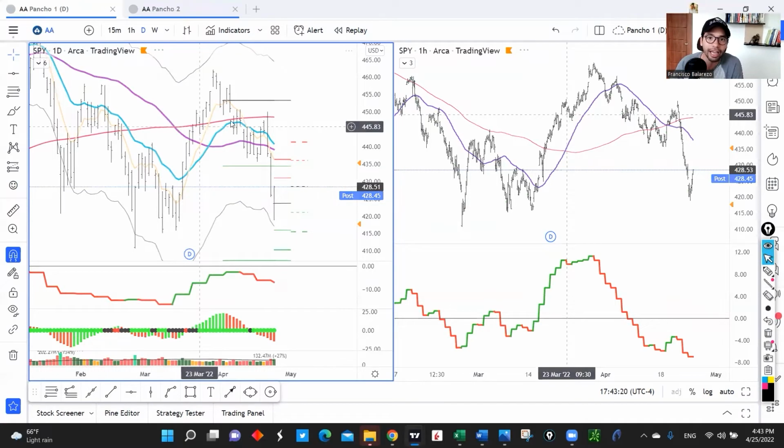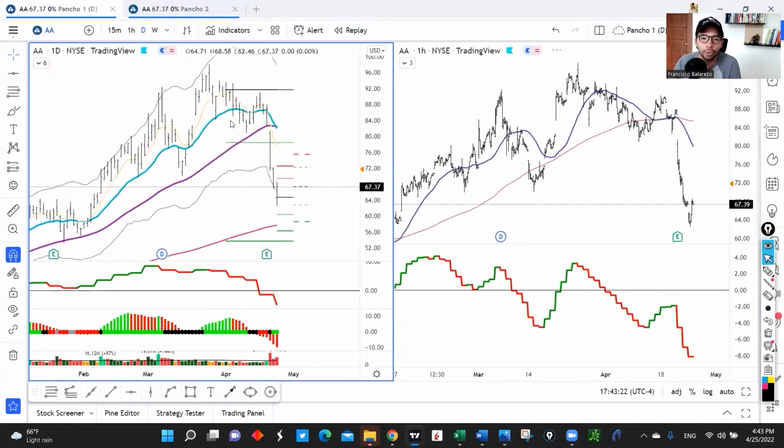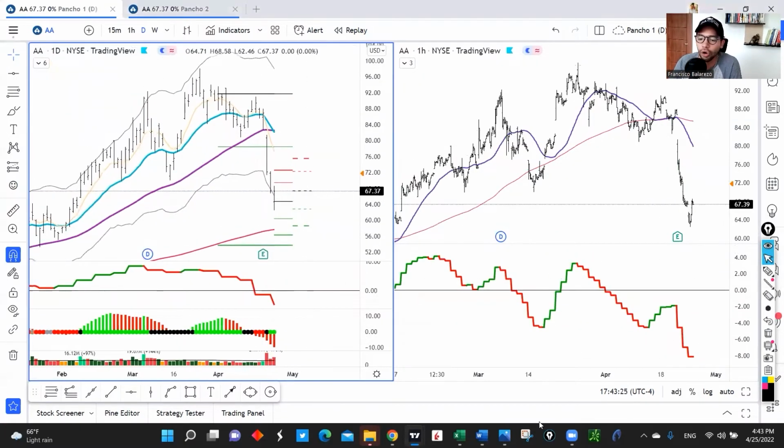So now let me share with you guys the names that I have. I have 10 names that I want to share with you. The first one right here is Alcoa Corporation, the AA ticker symbol. As you can see, we have earnings out of the way. And right now that the daily MOXIE is below zero, I think that any move to resistance is going to be a shorting opportunity. The level that I'm looking at is 72.